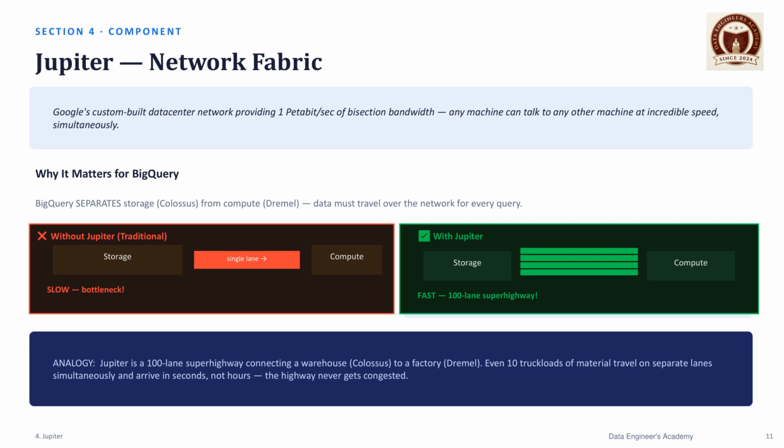Section 4 introduces Jupyter, the network fabric. Jupyter provides an astonishing 1 petabit per second bandwidth. It acts like a massive superhighway, ensuring that transferring data between Colossus and Dremel never becomes a bottleneck.